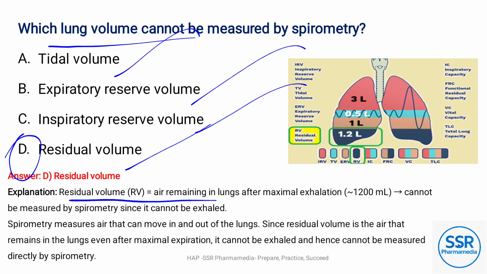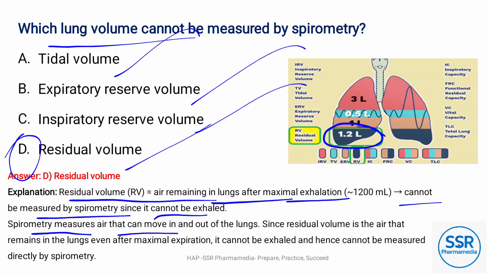Residual volume is the volume of air remaining in your lungs after maximum exhalation. It cannot be measured by spirometry since it cannot be exhaled. Spirometry measures air that can be moved in and out of the lungs. Since residual volume is the air that remains in the lungs even after maximum expiration, it cannot be exhaled and hence cannot be measured directly by spirometry. It occupies the lower part of the lungs.